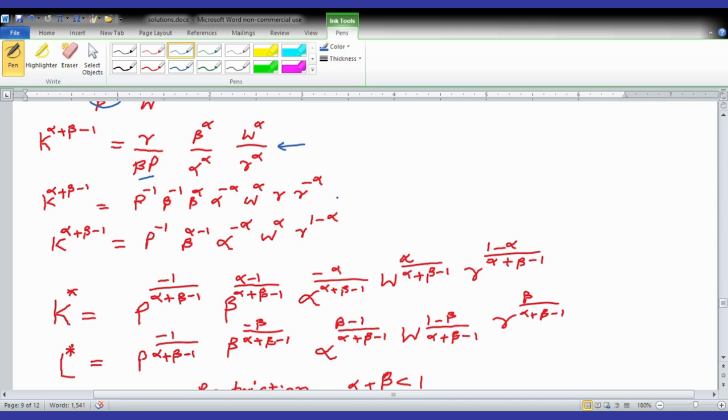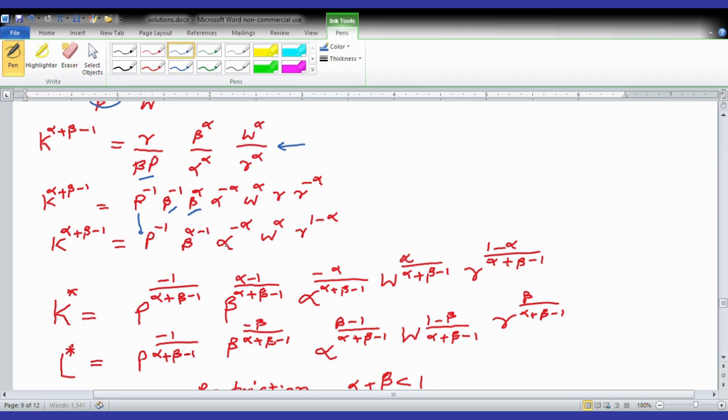And then see that I rearranged this a little bit: beta raised to power minus 1 as it is, but I had beta raised to power minus 1 here, beta raised to power alpha here, so beta raised to power alpha minus 1.